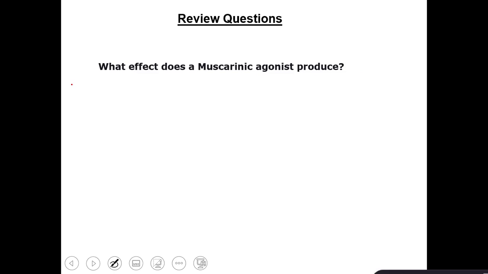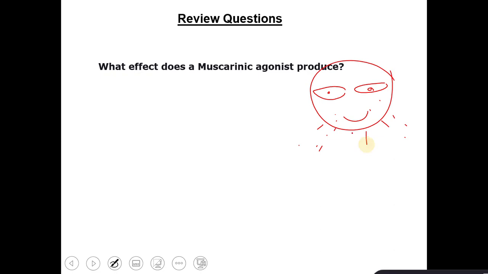What effect does a muscarinic agonist produce? If you stimulate the muscarinic receptors, like excessive stimulation of them, would lead to what? Like the organophosphate poisoning, they inhibit the acetylcholine esterase enzyme, leading to high level of acetylcholine. So what would happen as a result? So at the level of the eye, the pupil will be constricted. How about salivation? Excess salivation.